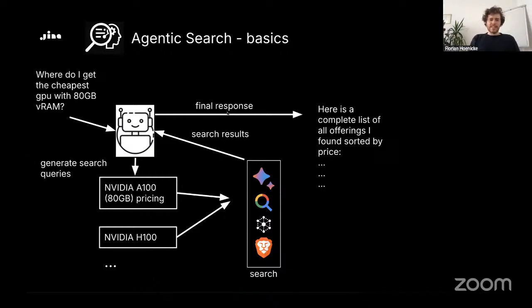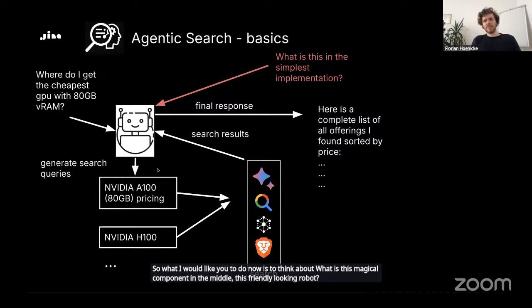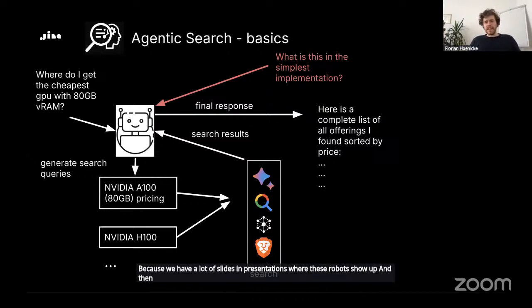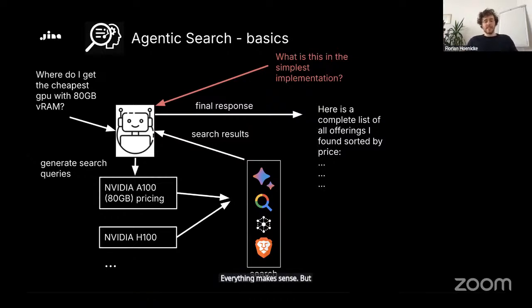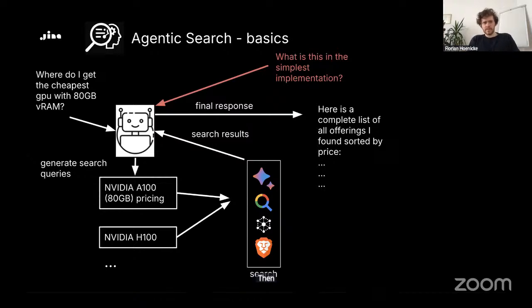So what I would like you to do now is to think about what is this magical component in the middle, this friendly looking robot. Because we have a lot of slides in presentations where these robots show up. And then as long as you look at this slide, everything makes sense. But then when you get asked, what is this actually? How would you even implement it? Then it sometimes feels a bit difficult to answer.